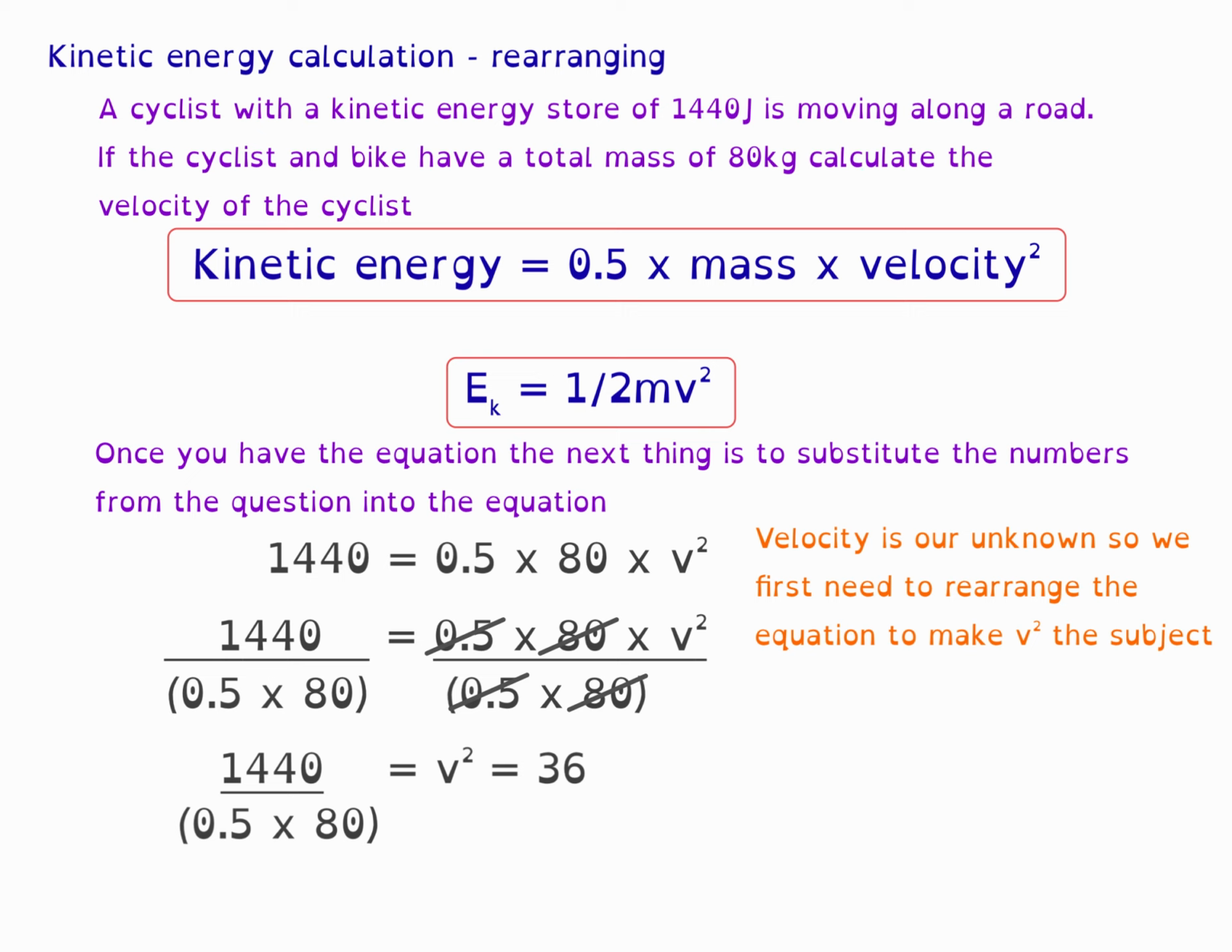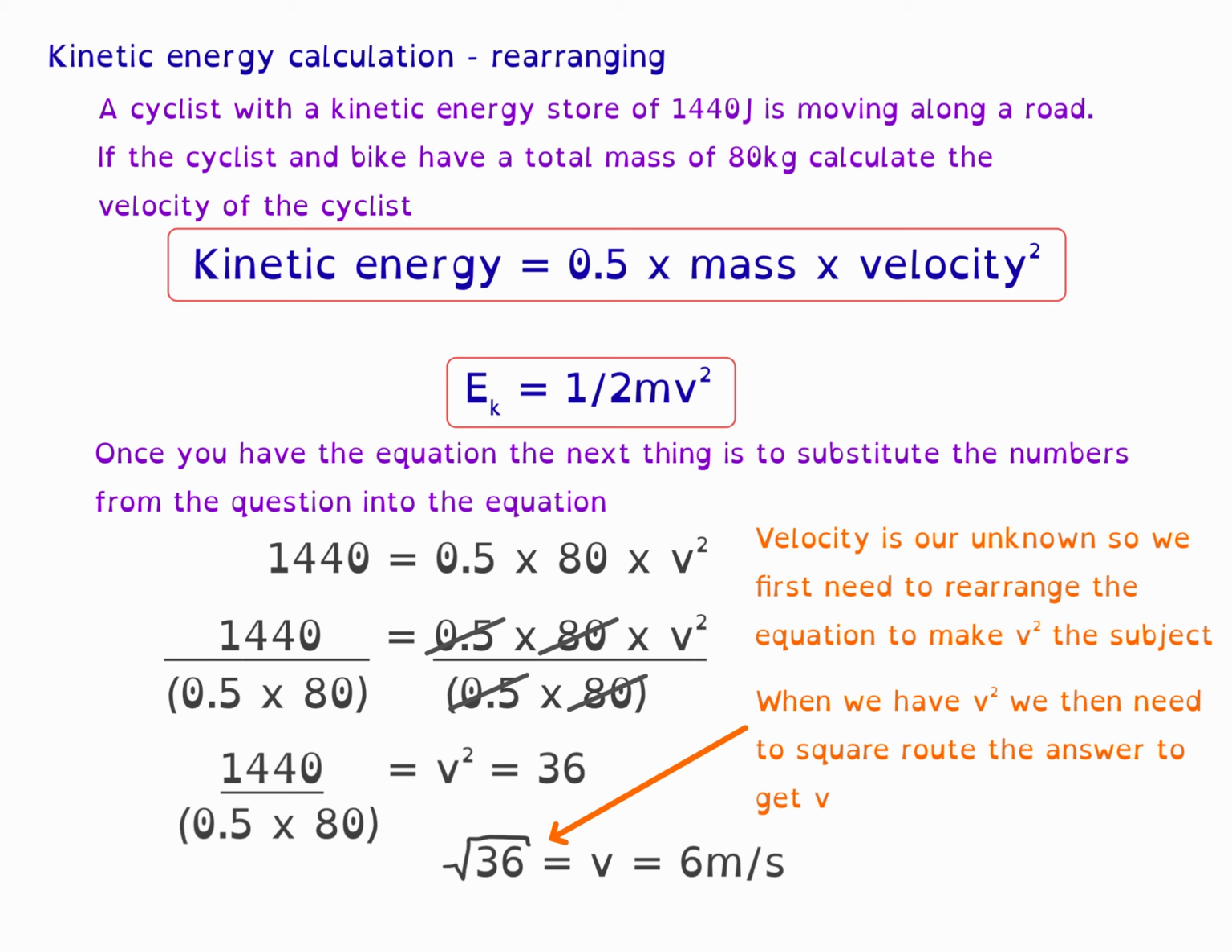But v squared is not our final answer. We still need v. So what we need to do now is the opposite of squared, which is a square root. So we need to take the square root of 36, which gives us v, which gives us 6 meters per second.